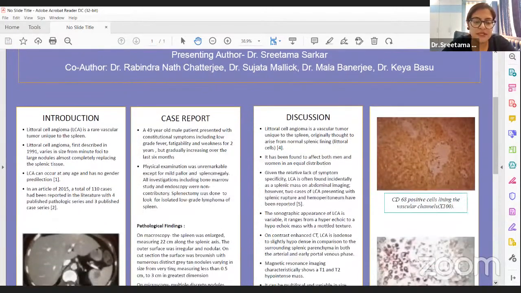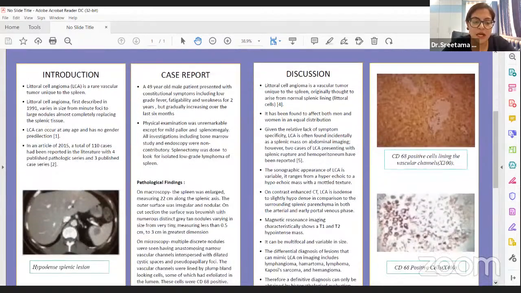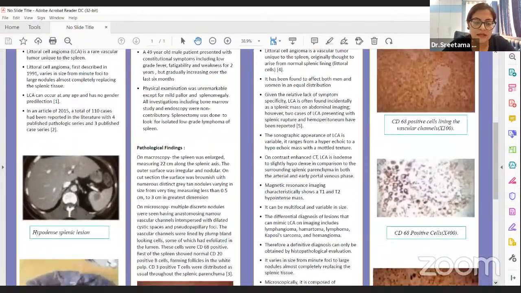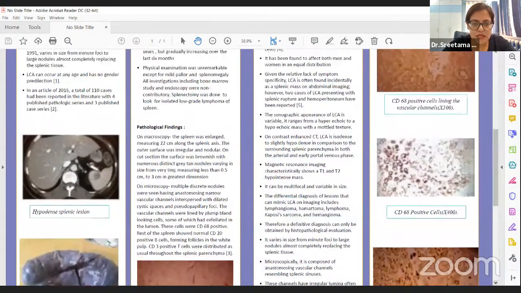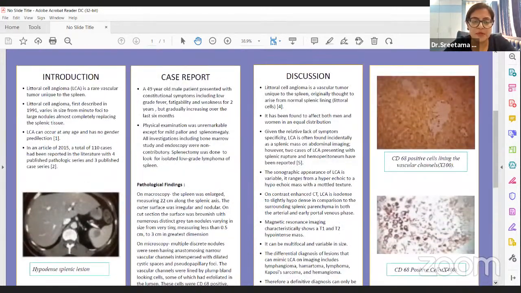Here in the first image, we can see the CT scan image showing a hypodense splenic lesion. And then, how does the spleen look macroscopically? Next, coming to the case report, a 49-year-old male patient presented with constitutional symptoms, including low-grade fever, fatigability, and weakness for the last 2 years, which gradually were increasing for the past 6 months.